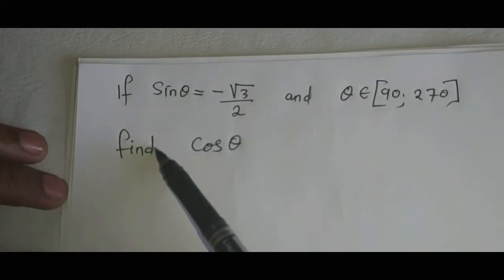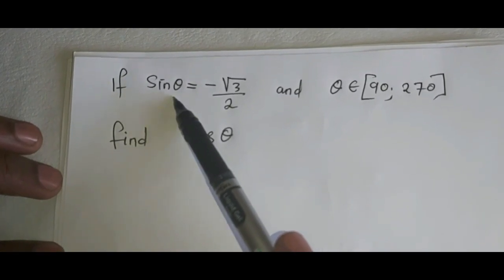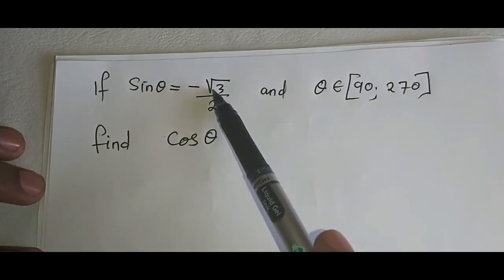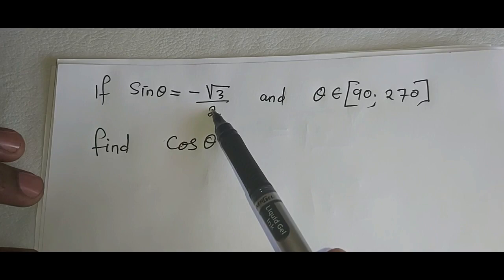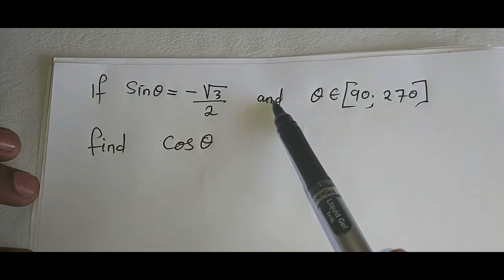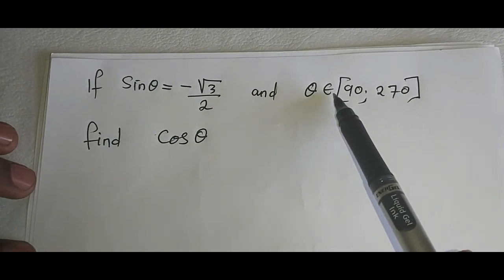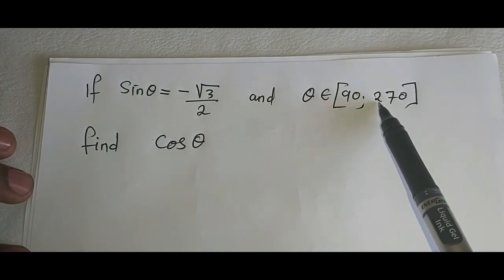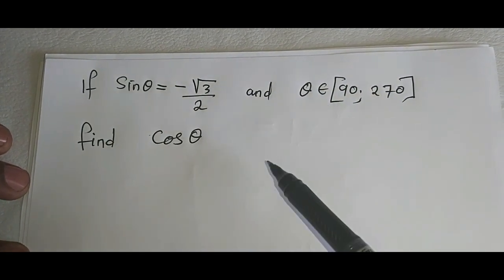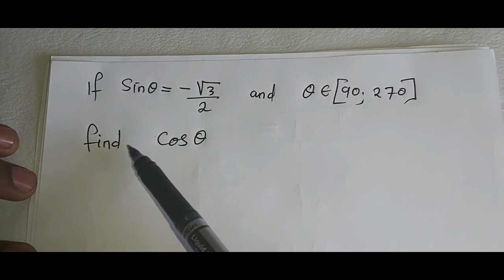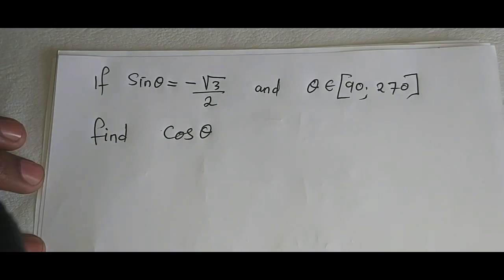Right, here we are given that the question is saying if sine theta is equal to minus square root of 3 over 2, and we are also given that theta is an element of 90 up to 270. Then the question requires us to find the value of cos theta.